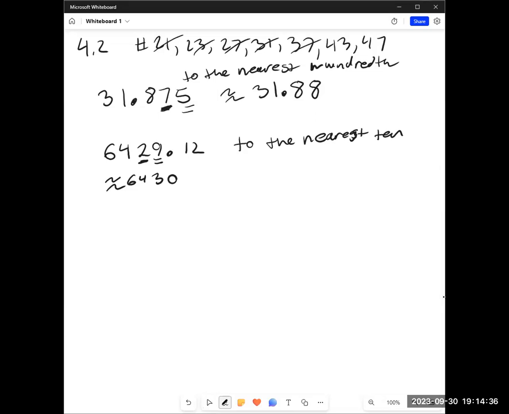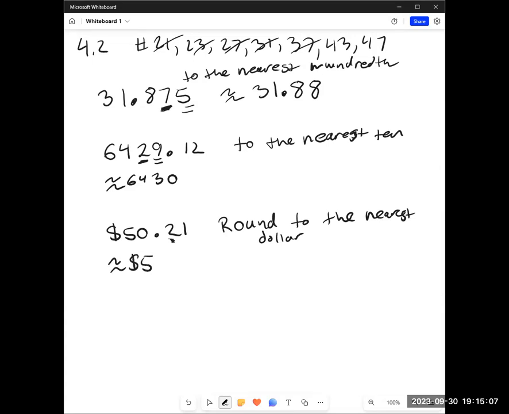Now we have $50 and 21 cents, and we want to round to the nearest dollar. So we look at the tenths of a dollar place value, and it's a 2. So we're going to round down and say that it's about $50.